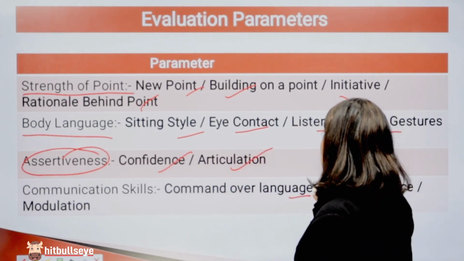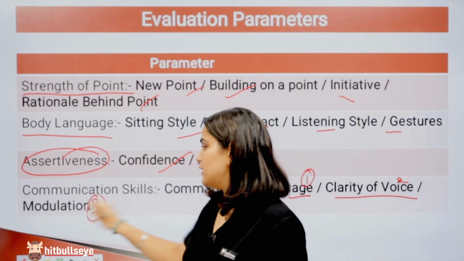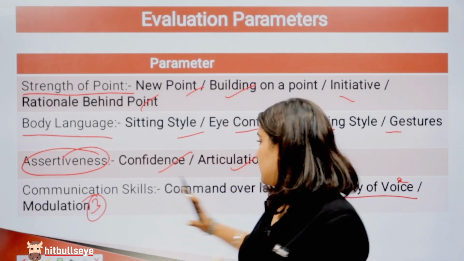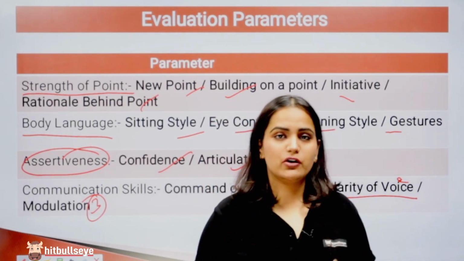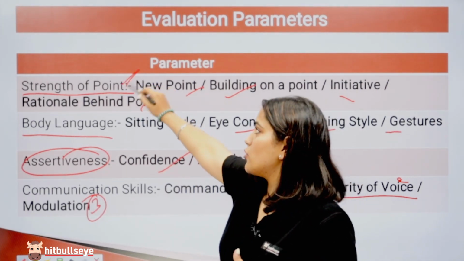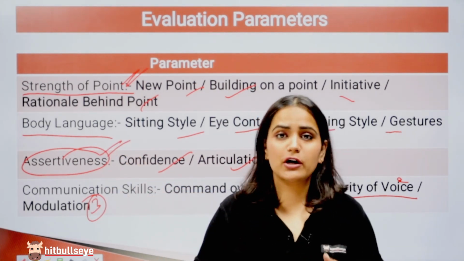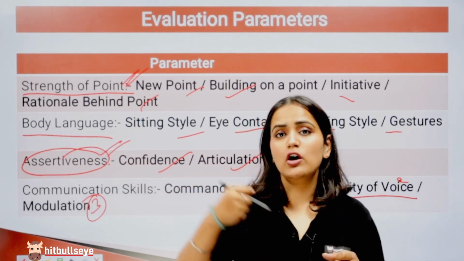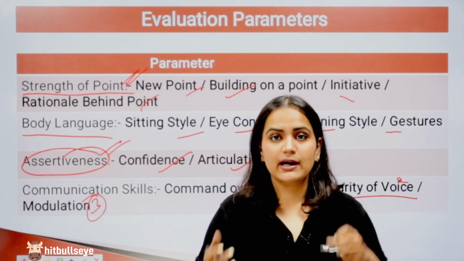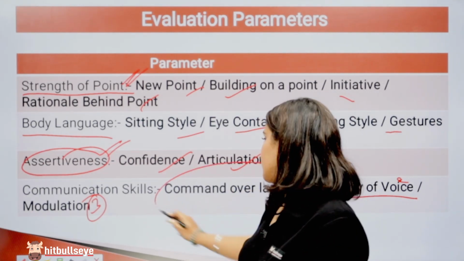Now, what kind of communication skills are required and what comprises communication skill is command over language, number 1, clarity of voice, number 2, and voice modulation, number 3. One thing we need to understand here is that if you don't have a very good command over the language, that can be concealed by having a strong point, or by the assertiveness with which you present your point, or the knowledge with which you present it and the examples you give in support of your point.